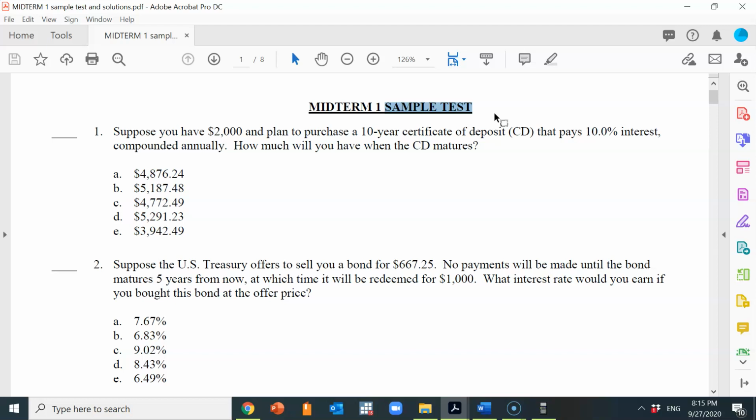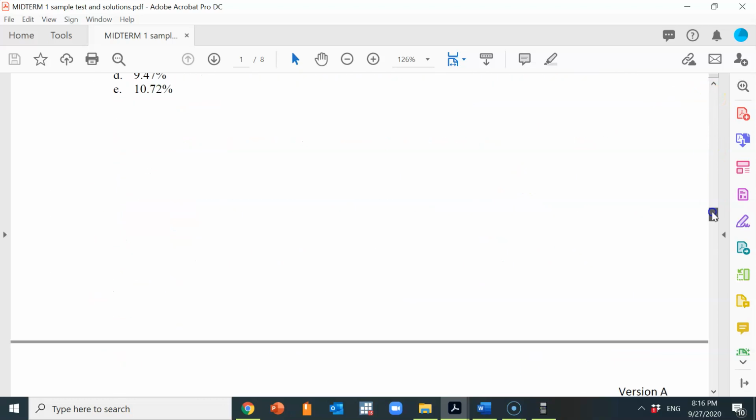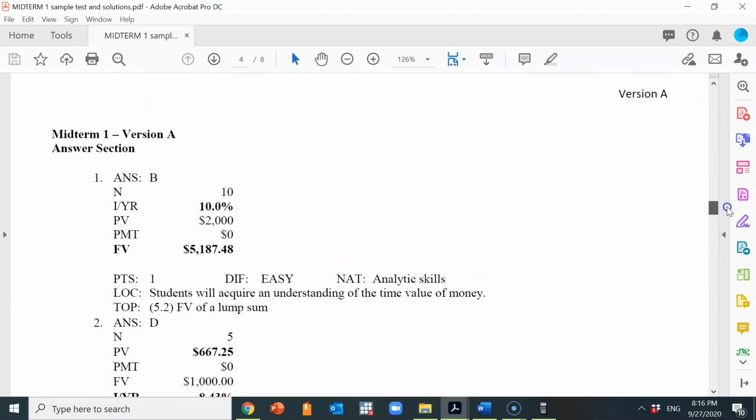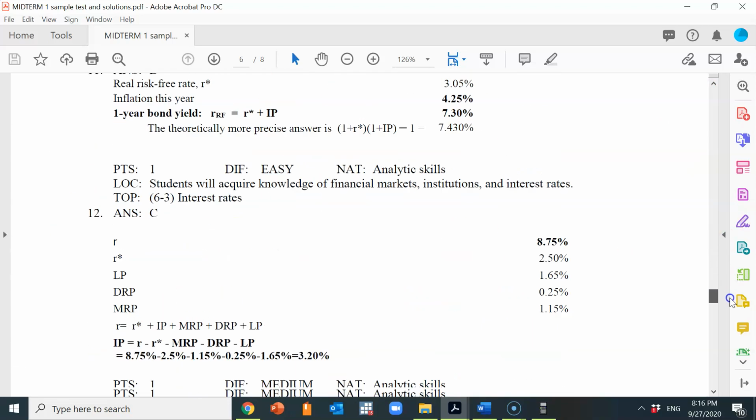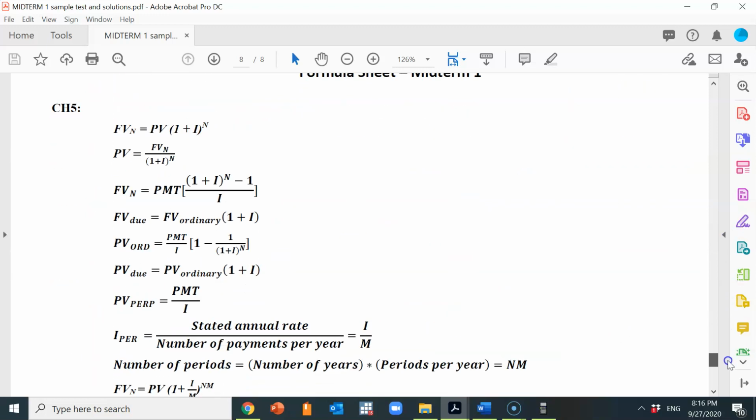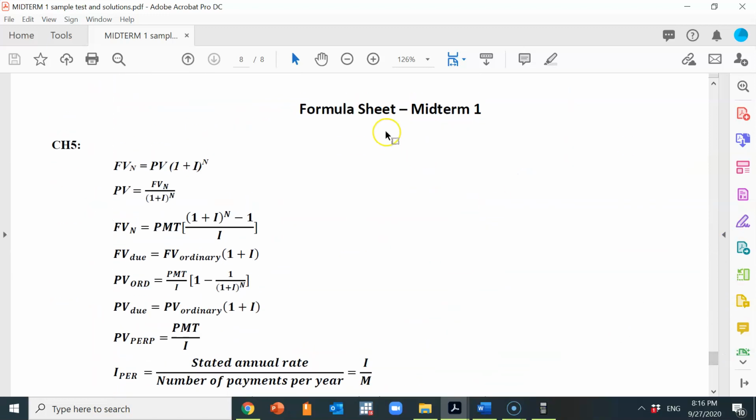And I strongly recommend you to work on these sample test questions on your own. Okay, try to time yourself. Just give yourself 75 minutes and try to work on these 15 questions and then check the answers. Okay, I have all the solutions and answers attached with the questions here. And I also provide you the formula sheet. Okay, you're gonna be provided the same formula sheet in the real exam.